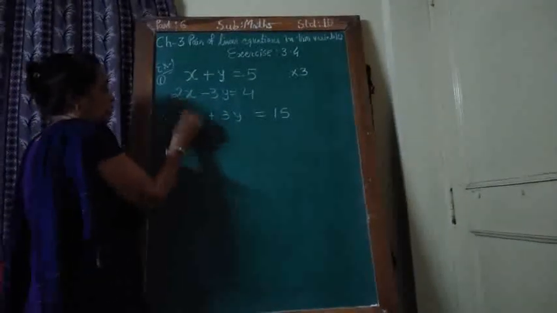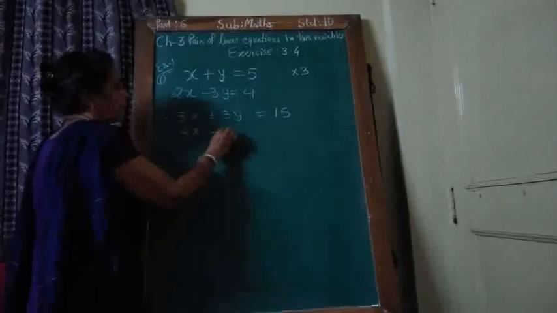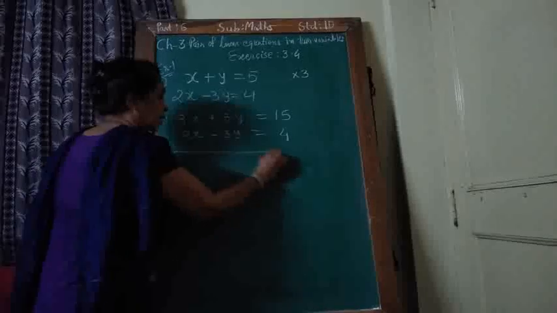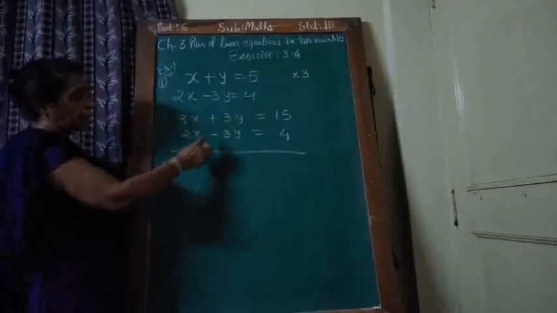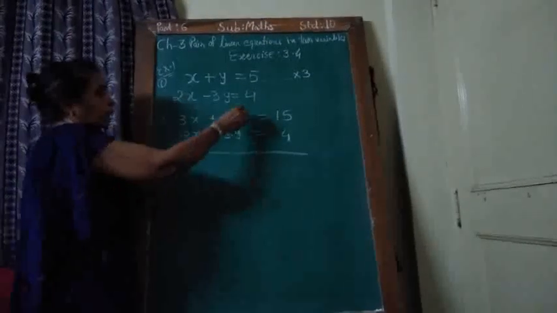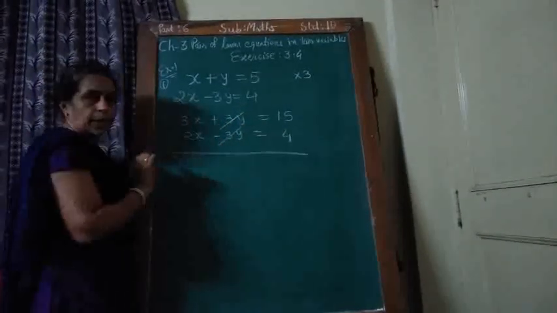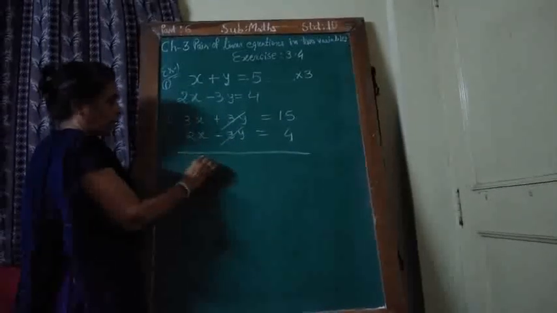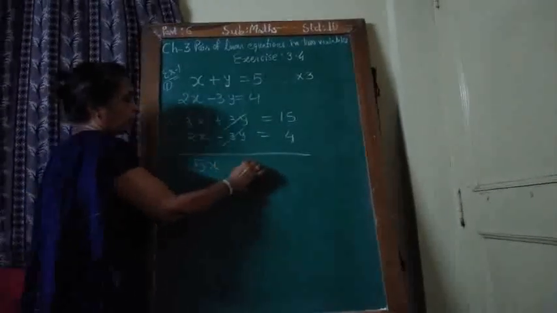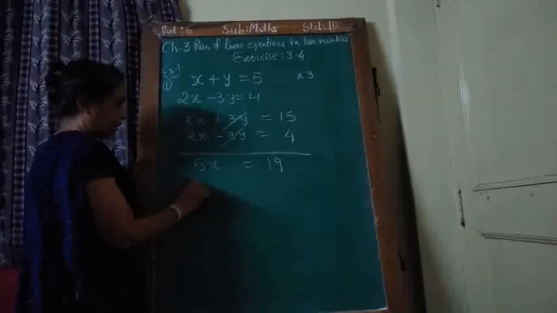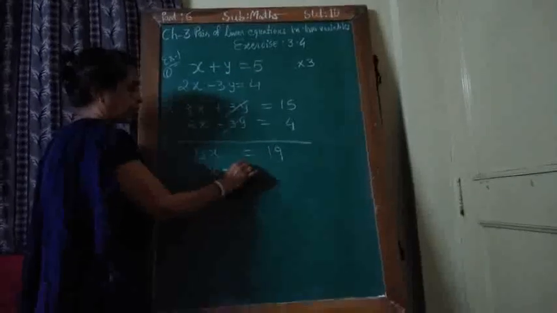Second, 2x minus 3y is equal to 4. And here no need to change the sign because the opposite sign is already there. So 3y and minus 3y eliminate, the y variable is eliminated. 3x plus 2x, 5x is equal to 15 plus 4, 19. And therefore x is equal to 19 upon 5.